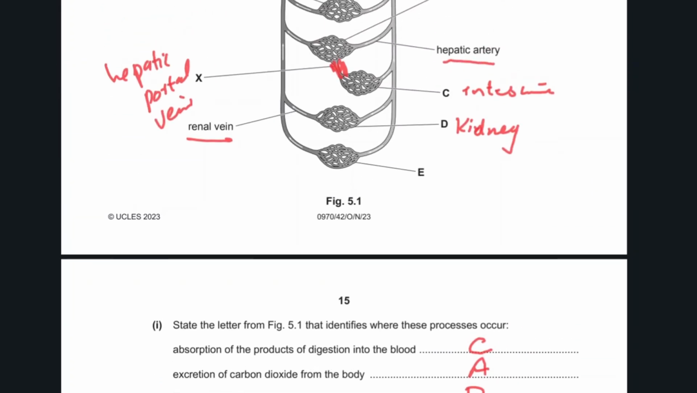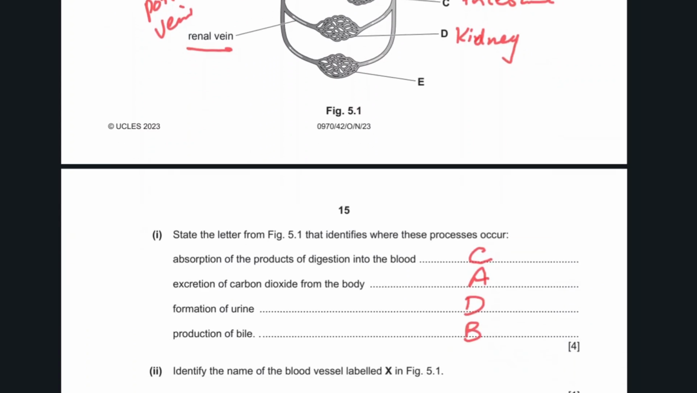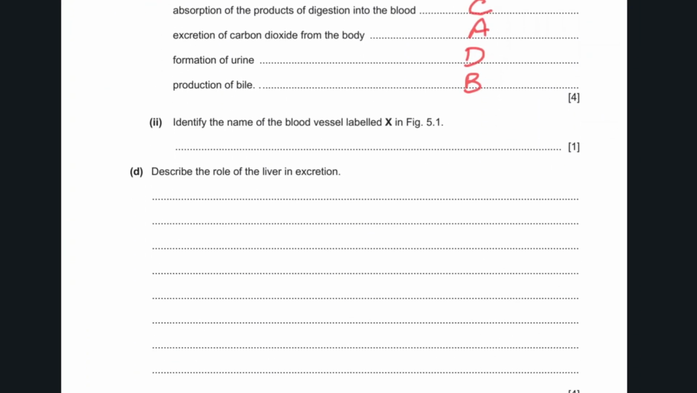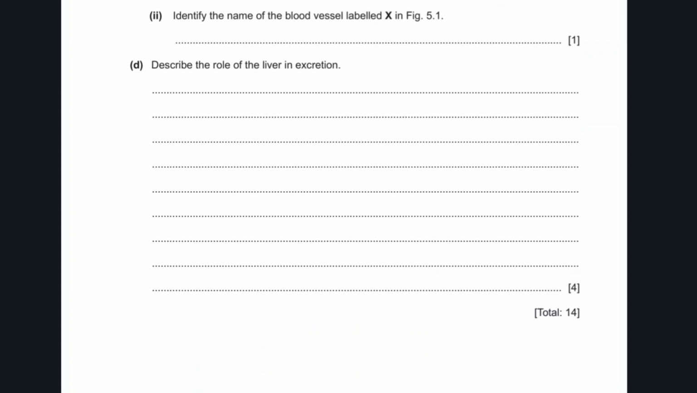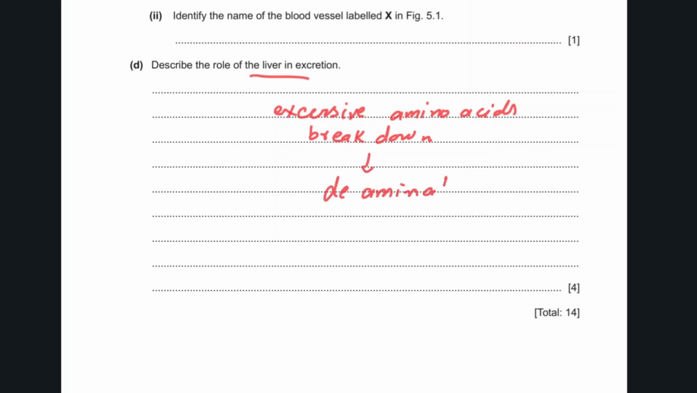Identify the name of the blood vessel X. Already we have mentioned, that is hepatic portal vein. The role of liver in excretion. You know that in the liver, all the excessive amino acids break down. What's the name of that process? The process name is deamination. Deamination is the process in which urea is formed. So urea is formed, which is excreted by the kidney.